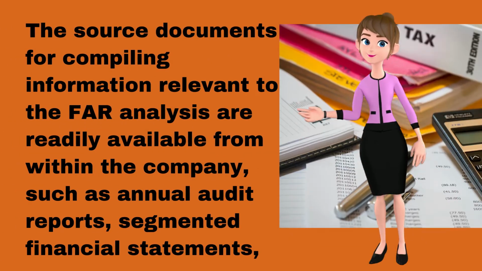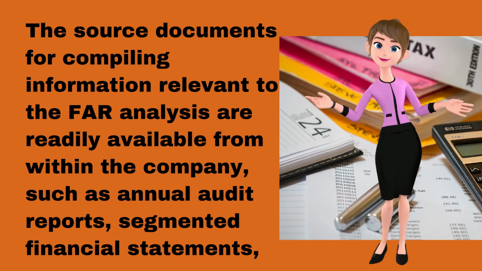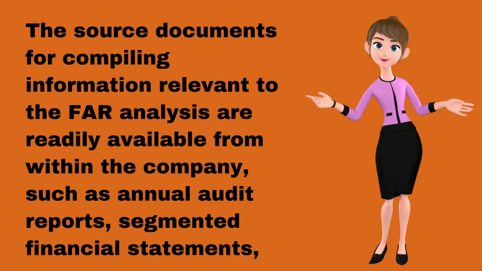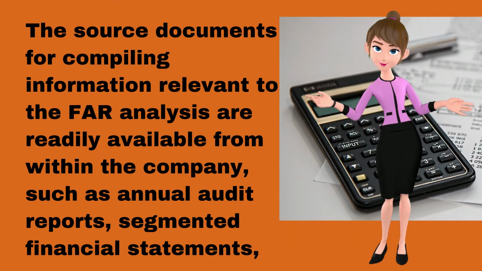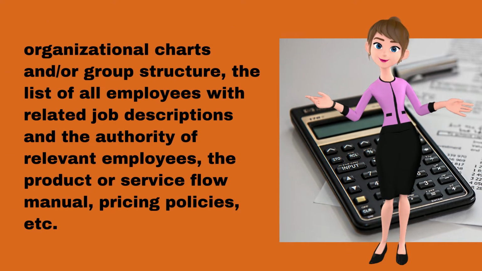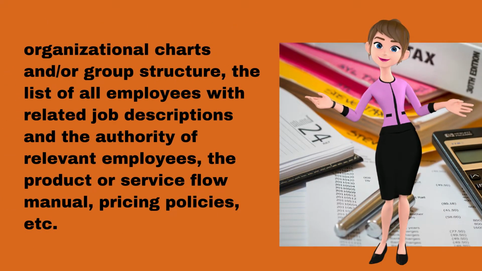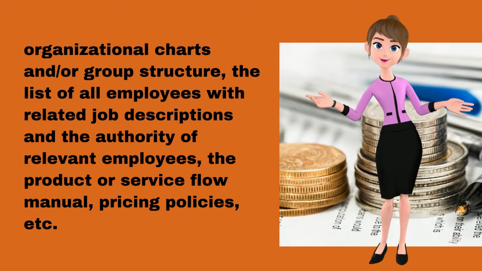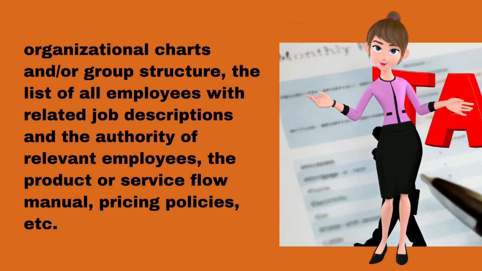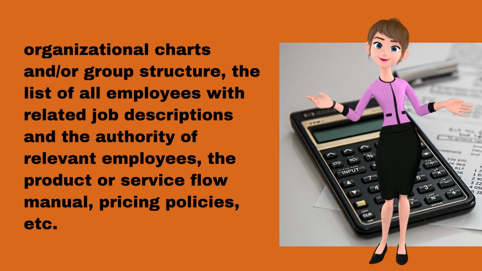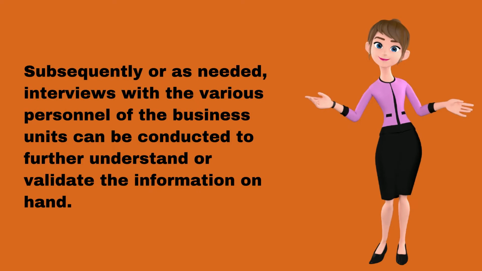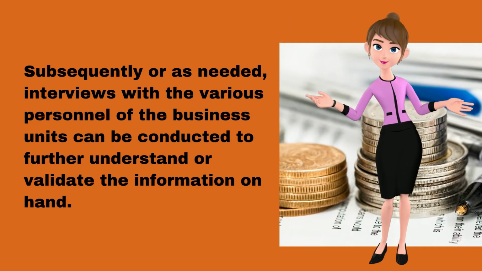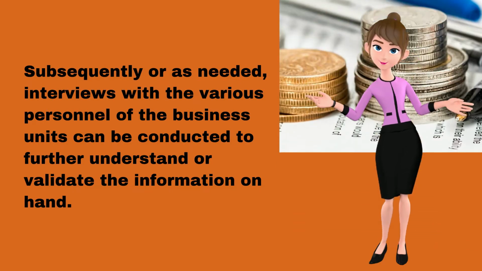The source documents for compiling information relevant to the FAR analysis are readily available from within the company, such as annual audit reports, segmented financial statements, organizational charts and/or group structure, the list of all employees with related job descriptions and the authority of relevant employees, the product or service flow manual, pricing policies, etc. Subsequently, or as needed, interviews with the various personnel of the business units can be conducted to further understand or validate the information on hand.